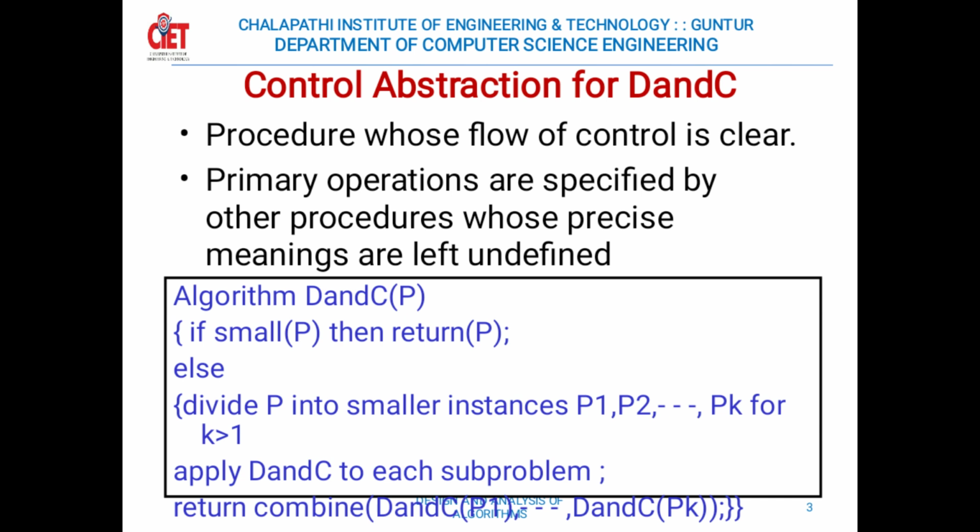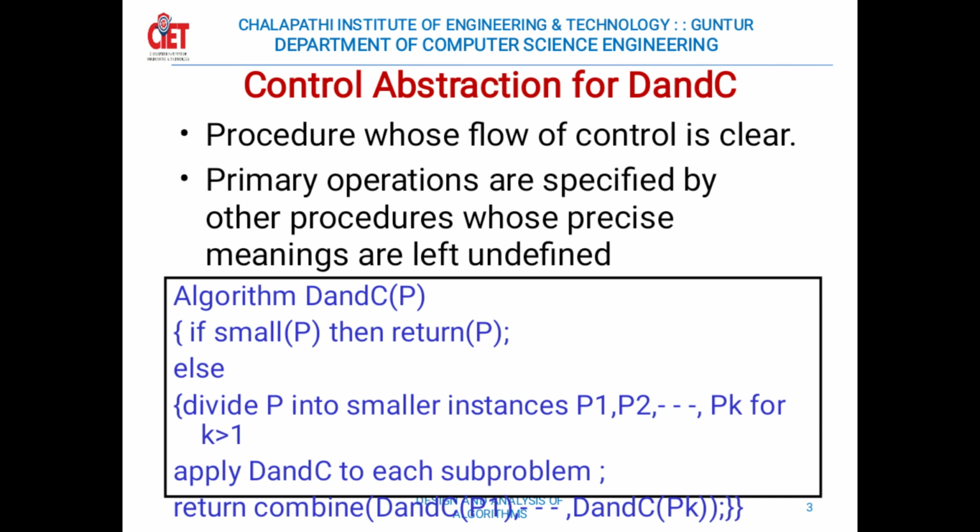The control abstraction. Look into the control abstraction of the divide and conquer problem. Here P is the given problem. First we verify if it is small, that is, easy to solve. Small of P determines whether the problem P is a small one or not. Small means easy to solve. If it is a small one, simply return the solution.